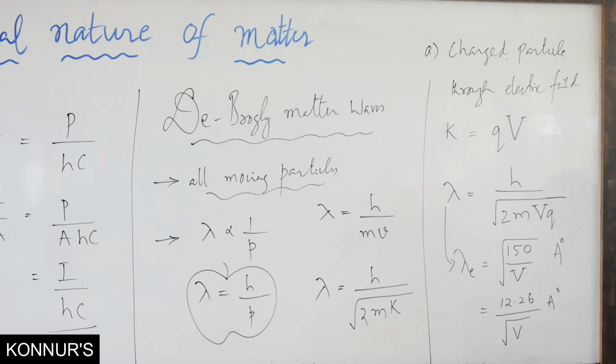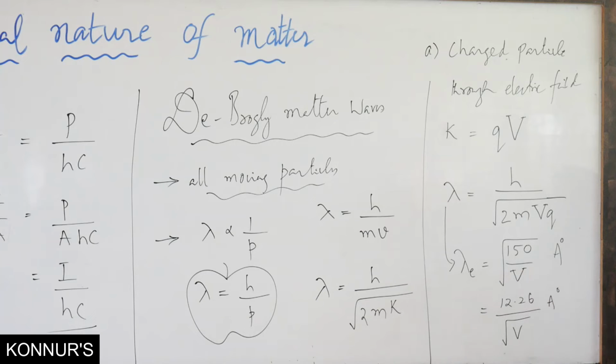Suppose it is said that V is equal to 100 volts, then under root 100 becomes 10, and 12.26 by 10 becomes 1.226, and the answer is directly in angstroms, that is 1.226 into 10 raised to minus 10 meters, or else the answer will be 1.226 angstroms. So every time there are numerical values, identifying the right option with unit is very, very important. We are giving every time that important stress on the units, do remember.